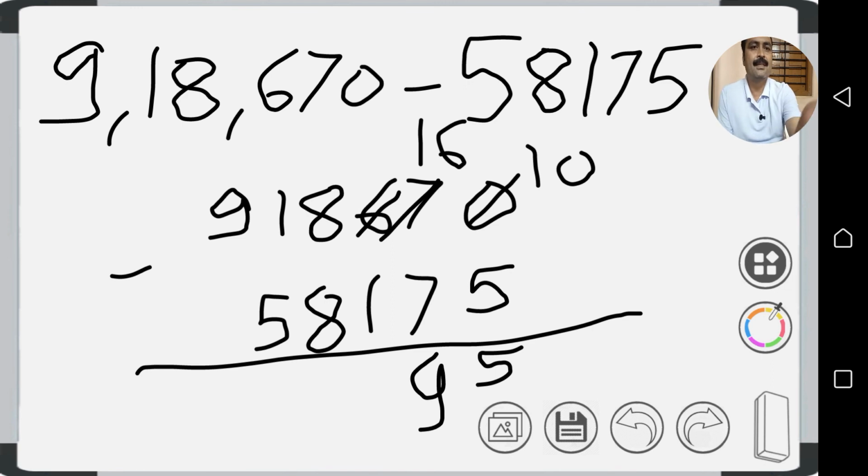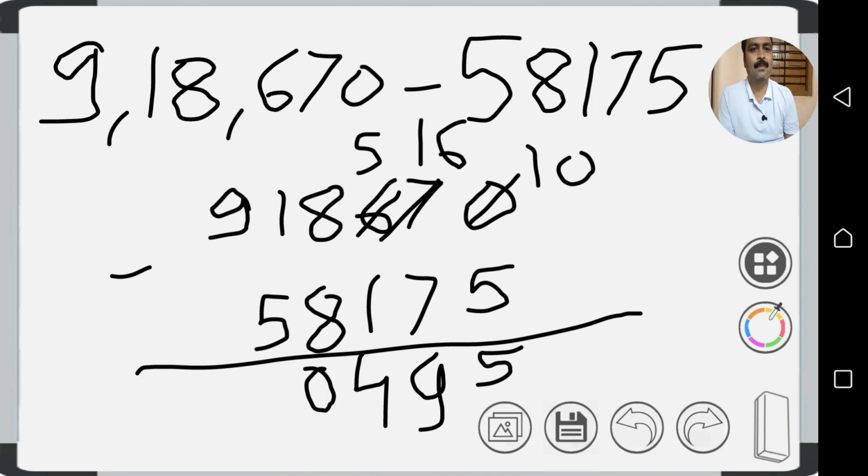Thereafter instead of 6 at the 100 place, there is 5. So from that 5 we subtract 1. So 5 minus 1, we get 4 there. Thereafter at the thousands place, 8 minus 8, that we get 0.